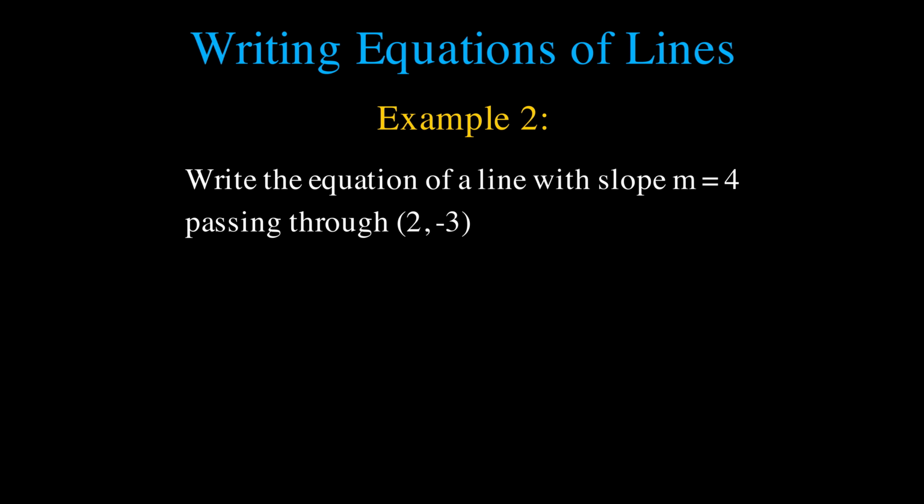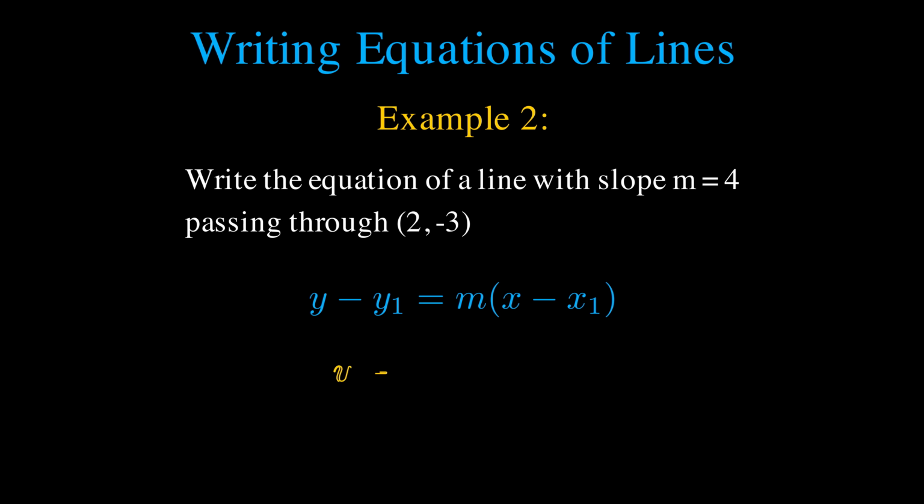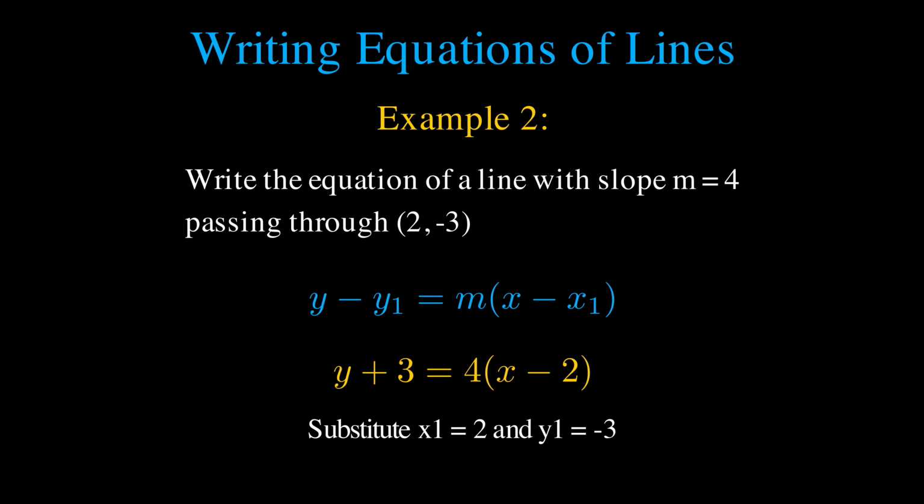This time, we know a slope and a point. Use point-slope form. Plug in x1 equals 2, y1 equals -3, and m equals 4. Simplify to get y equals 4x minus 11.